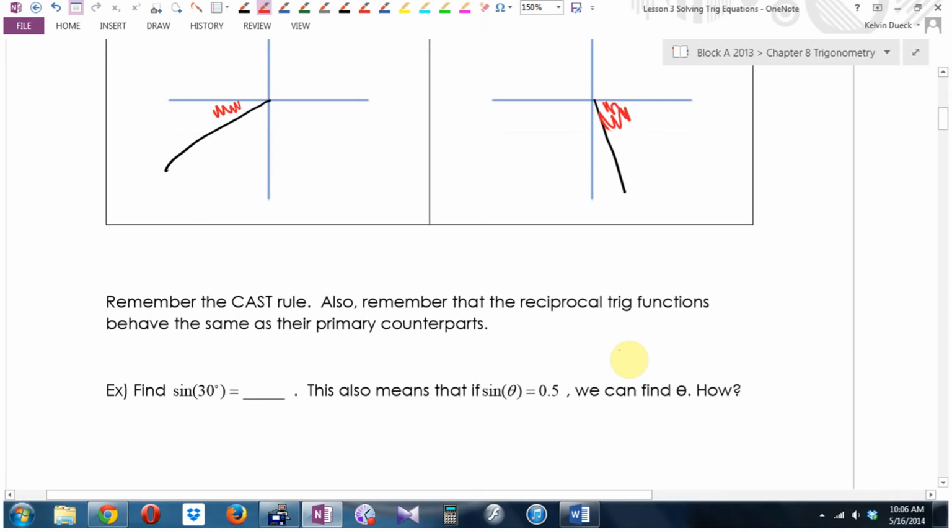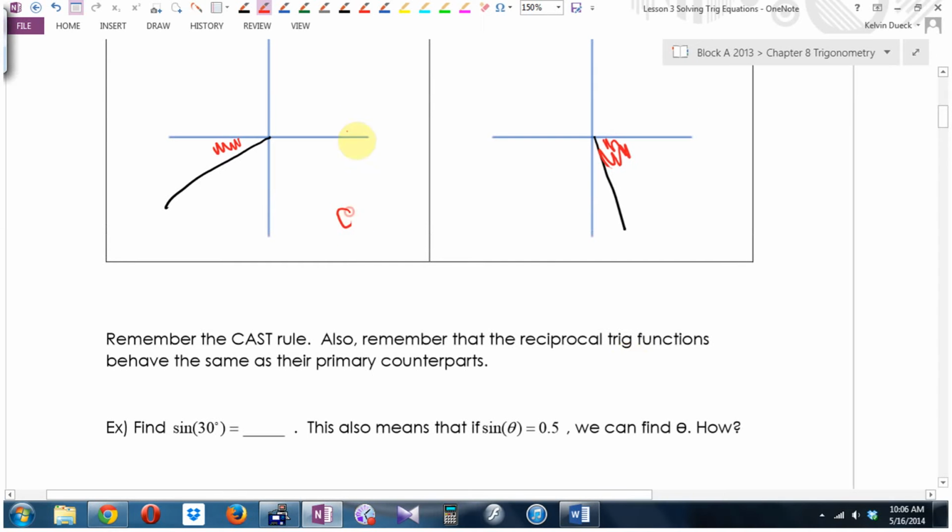Also remember the cast rule. So we said that the cast rule looks like this. And it tells you whether cosine or sine or tangent or all of them are positive and in which quadrants. Also remember the reciprocal trig functions behave just like their primary counterparts. So for example, if tangent is positive down here, so is cotangent. If cosine is positive down here, so is secant. If sine is positive up here, so is cosecant. Oh, and everything's positive in quadrant 1.